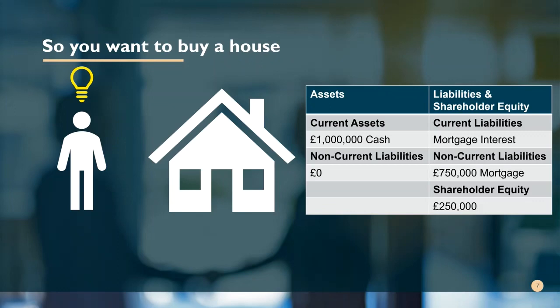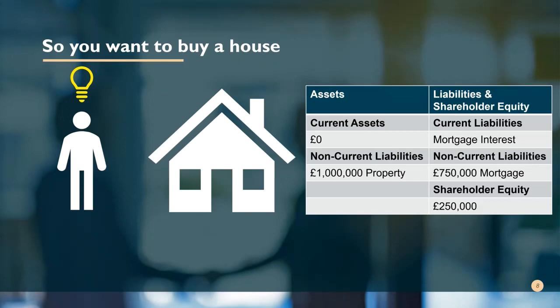What about after you get your mortgage? Well, now you owe the bank £750,000, but you have £1 million in cash. So your assets will be £1 million, your liabilities £750,000, and your equity will be the difference, £250,000. The interest in the next year will be current liabilities, but since most of the mortgage will be paid off in more than 1 year, these will be non-current liabilities.